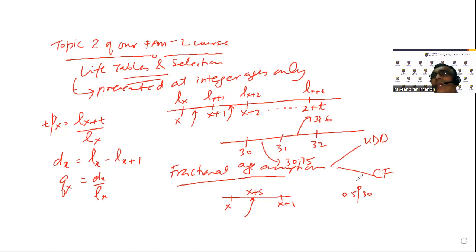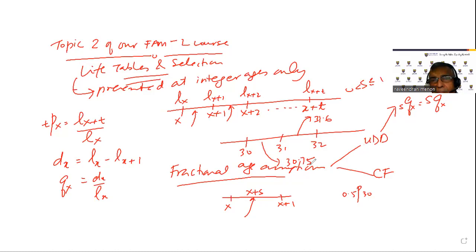we need to use one of these assumptions to be able to work these things out. So the UDD, the uniform distribution of deaths assumption. They've given it in two forms in our textbook. Let's just use one of those. sQx will be equal to s times Qx. This will be the assumption under UDD, where s is between 0 and 1, like I've indicated here.